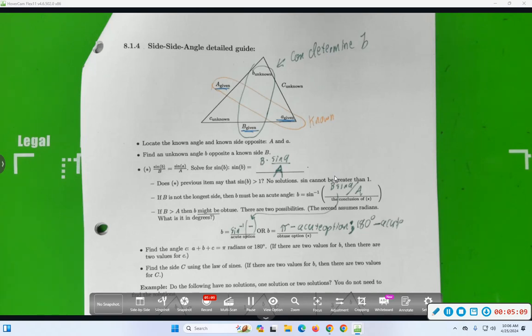You know two angles now. That means you know the third, because angles have to add up to 180 degrees or pi radians. There's still one side length missing. Use the law of sines to find that. Is that a decent summary of what we did yesterday?